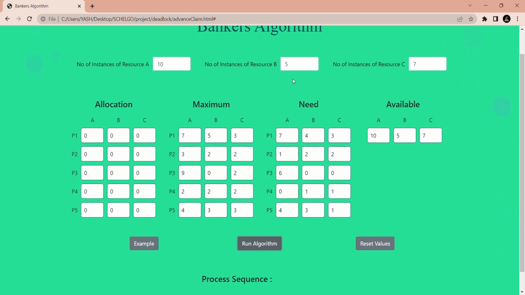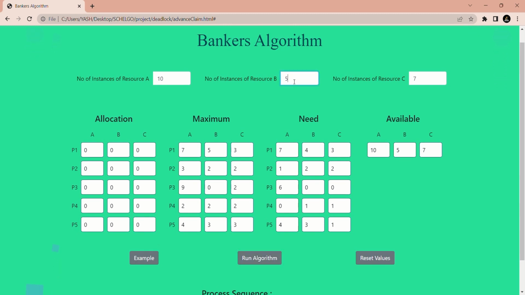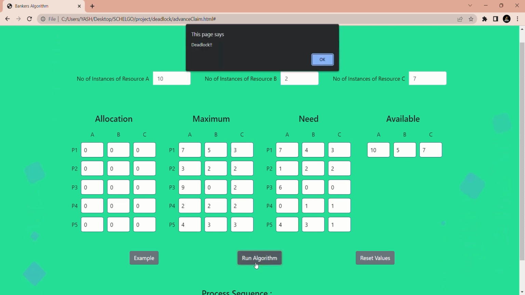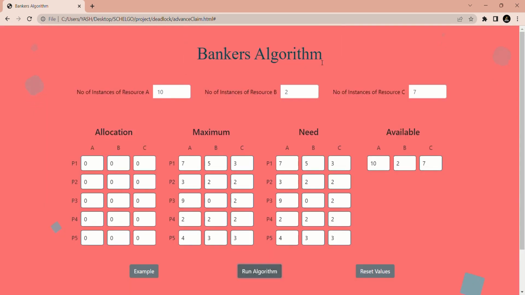Now let's change the resources. If I decrease it by 2, now if I decrease it by 3, let's take it 2, and now if I try to run this algorithm, it shows that it won't be able to allocate the resources to the process. Why? Because the other processes are already holding those resources, and as you can see, the page has turned red and deadlock occurred.